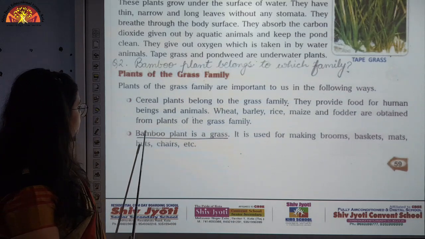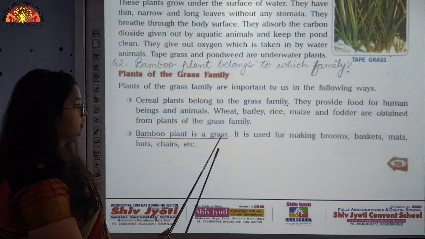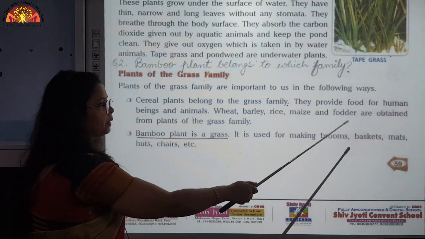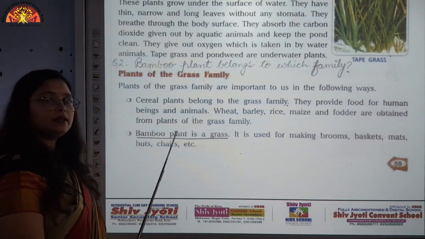And another example is bamboo. Bamboo plant is a grass and it is used for making brooms, baskets, mats, huts and chairs.